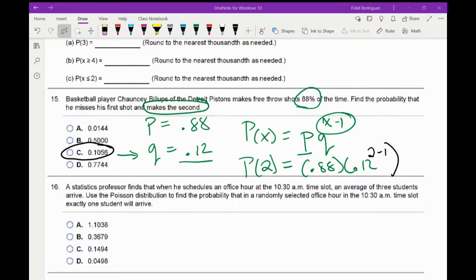Did anybody want to ask anything at all before I get to number 20? That was number 15. 16. Let's do number 16.